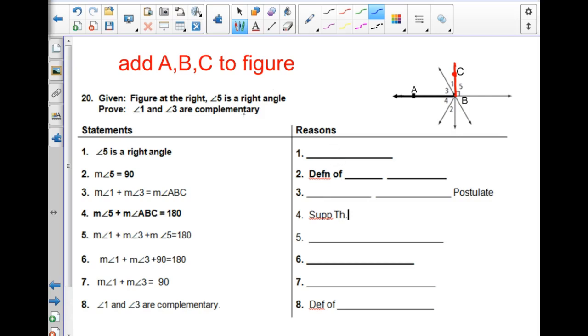I think everybody's got that done now. Angle 5 is a right angle has been given. And the box is on the picture. The measure of angle 5 is 90 because that's the definition of a right angle.